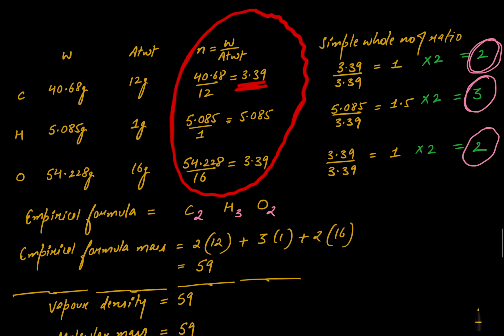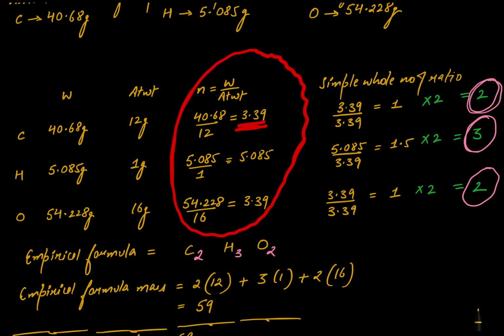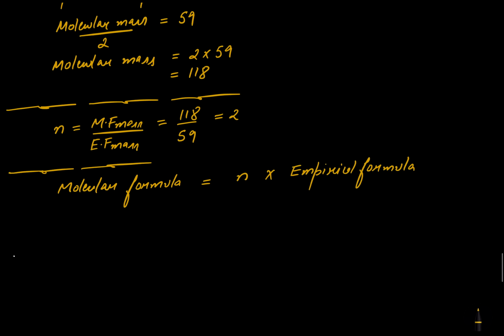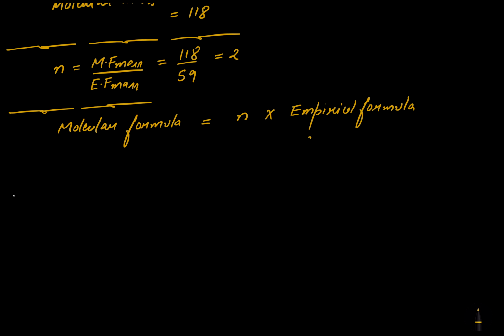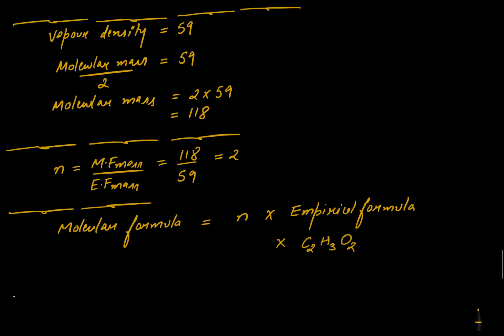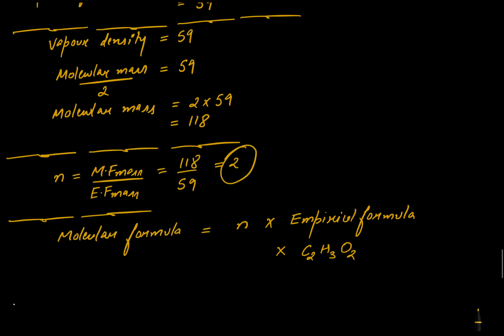Now let's go back over here. What was my empirical formula? C2H3O2 was my empirical formula. I'm writing C2H3O2 here. Now, what's the value of n? I got it to be 2. So I'm writing 2 over here.